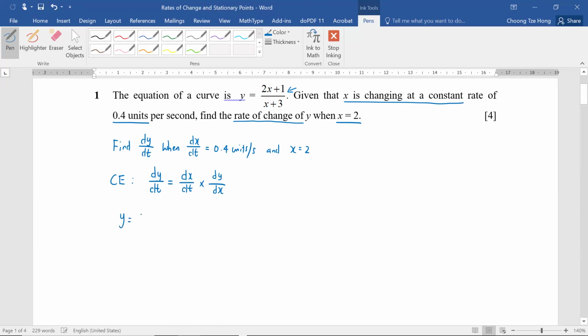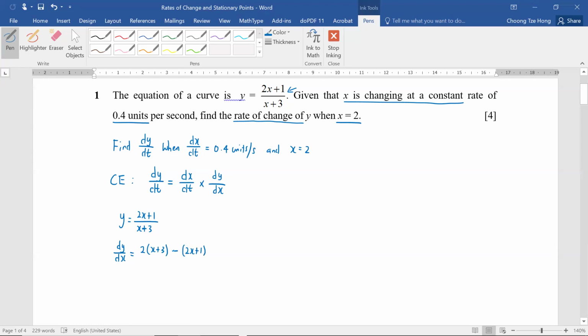So y equals 2x plus 1 over x plus 3. For an equation like this, you will need the quotient rule to do the differentiation. With the quotient rule, we differentiate the term at the top first, which will give us a 2. Then the term at the bottom, we won't touch it, so x plus 3. Always minus. Now we won't touch the term at the top, so we'll leave it as 2x plus 1.